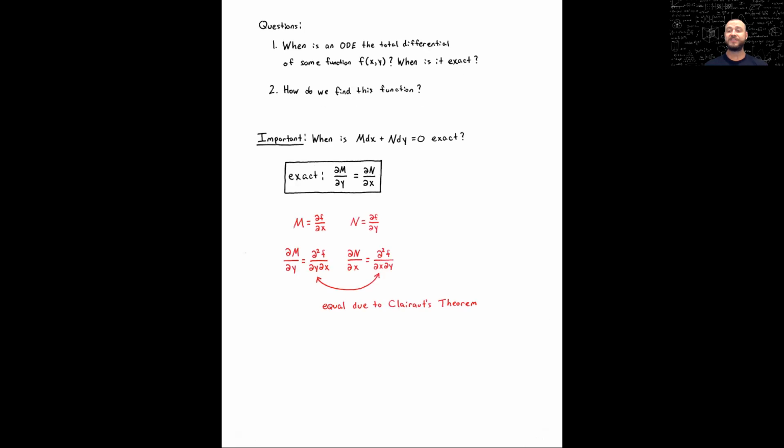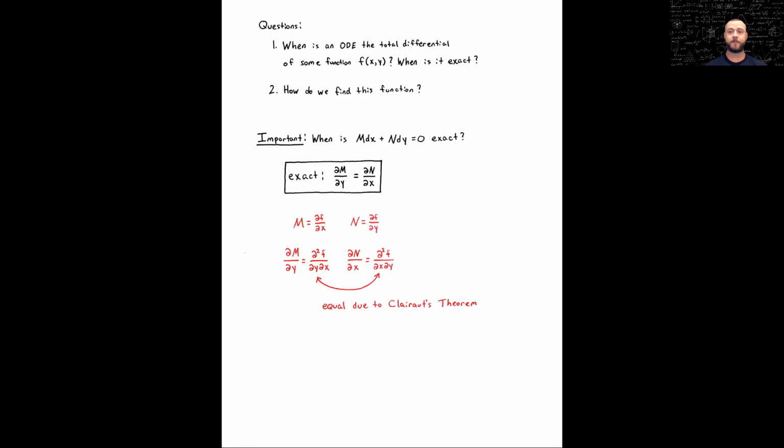There is a simple criteria for an ODE in differential form being exact. If again we start with our basic form, M dx plus N dy equals 0, the condition for this ODE to be exact is that the y partial derivative of M has to equal the x partial derivative of N.